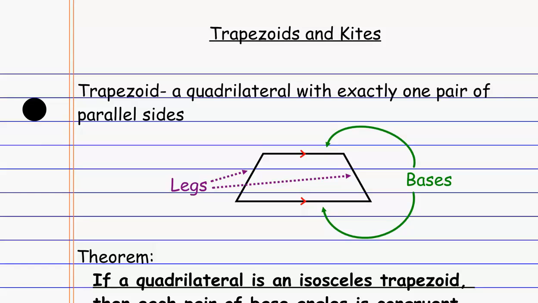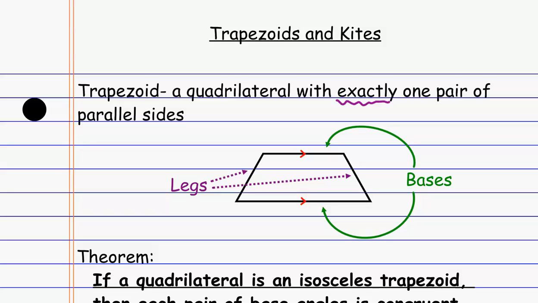Hi there folks, today we're looking at trapezoids and kites, and these are just a couple more of our special quadrilaterals that we've been dealing with. So a trapezoid is just a quadrilateral with exactly one pair of parallel sides, and it's really important that word exactly one pair. It means I can only have one pair, no more than that.